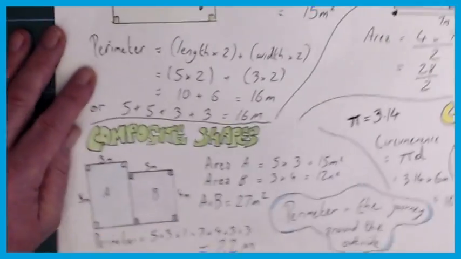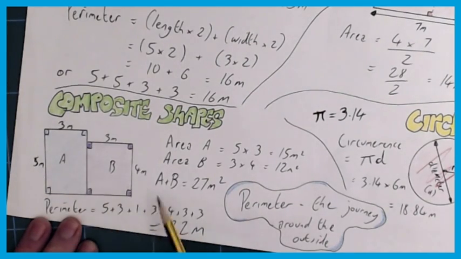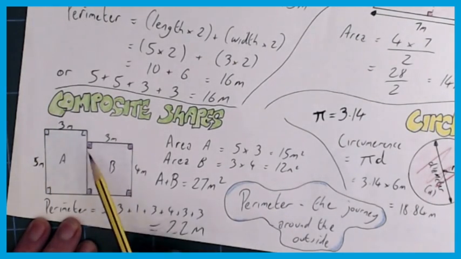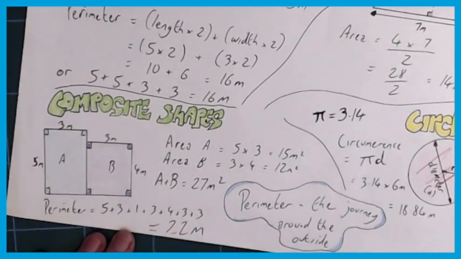Okay, let's have a look at a composite shape. A composite shape is just a shape made up of different parts. It could be 2 rectangles, it could be a part of a circle, like a semicircle, as well. It could be a triangle built in, but it's the same thing. You're just adding composite shapes up.